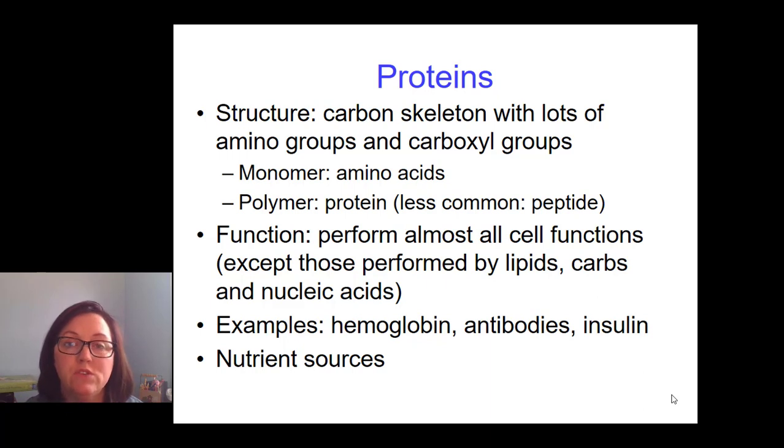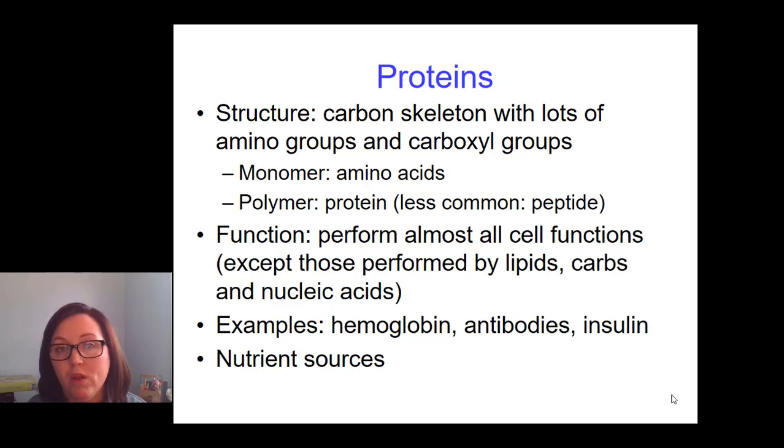Like the nucleic acids and the carbohydrates, proteins have a monomer and a polymer. The monomer of a protein is called an amino acid, and the polymer, which is multiple amino acids connected to each other, is often just referred to as a protein, but it can also be called a peptide or a polypeptide.